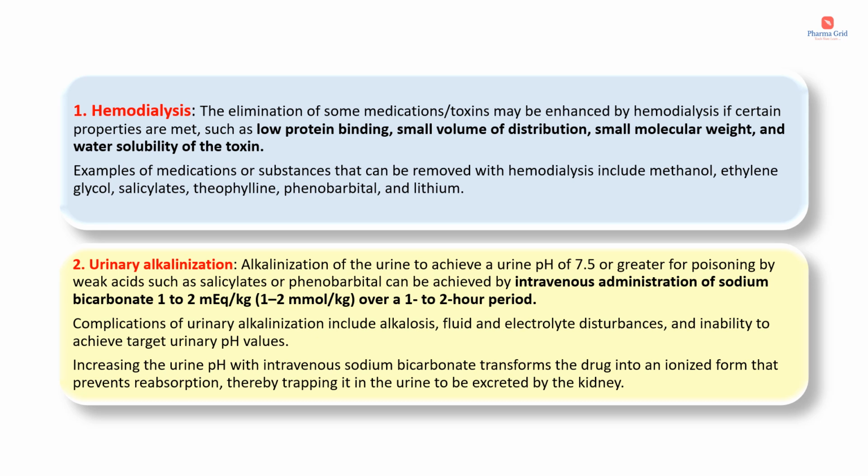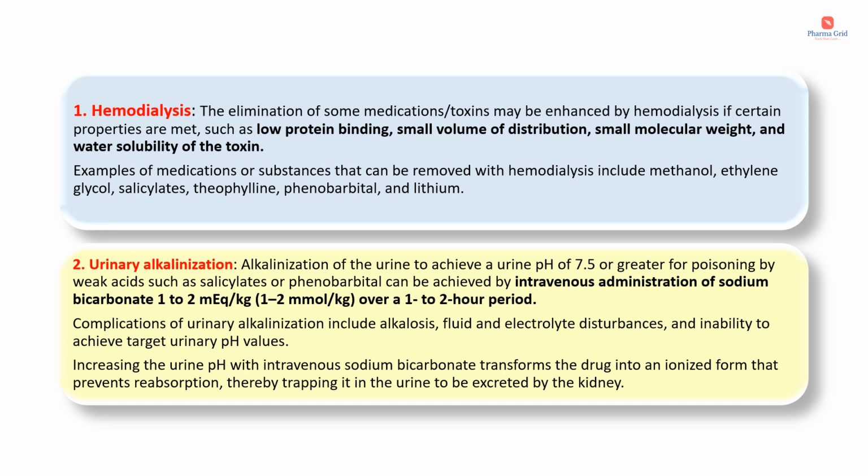The next method is urinary alkalinization, or else we can say alkaline diuresis. Alkalinization of the urine to achieve a urine pH of 7.5 or greater for poisoning by weak acids such as salicylates or phenobarbital can be achieved by intravenous administration of sodium bicarbonate 1 to 2 milliequivalent per kilogram, which means 1 to 2 millimole per kilogram over a 1 to 2 hour period.